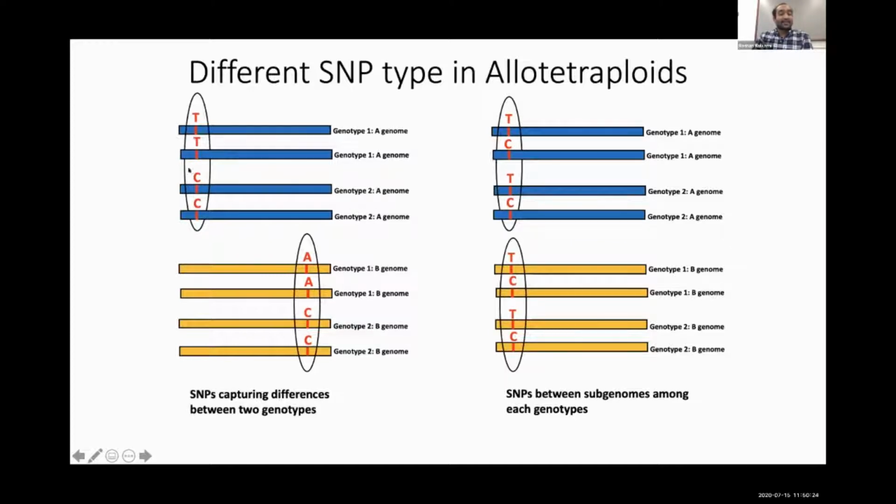So this SNP is actually differentiating the two genotypes in the A genome. Similar is the case below. This SNP is differentiating two genotypes in the B genome. However, on the right, you can see a heterozygous TC call in both subgenomes for the two genotypes. The difference between this SNP and the ones on the left is that this SNP is differentiating a single genotype within the subgenome itself, rather than differentiating the two different genotypes. Now, these distinctions are very clear when there is a proper assignment of the reads after the genome alignment.